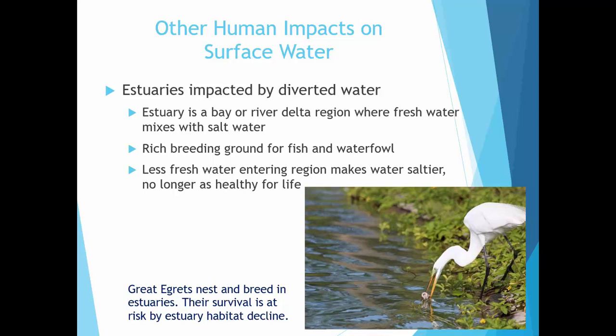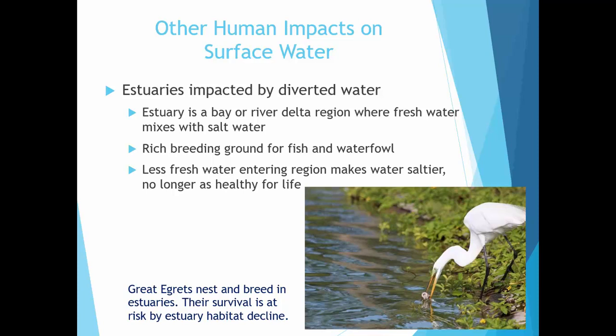Other human impacts on surface water besides loss of wetlands: estuaries are also impacted when you divert water through dams. An estuary is a unique type of wetland. It's an area where you have a bay or a river delta region, so you have fresh water coming in and it's mixing with salt water as that comes into the ocean. So fresh water is flowing out from a river at this big delta where the river spreads out, and then it's connected to the ocean there, and that fresh and salt water mix. This area is really a great breeding ground for fish and waterfowl.